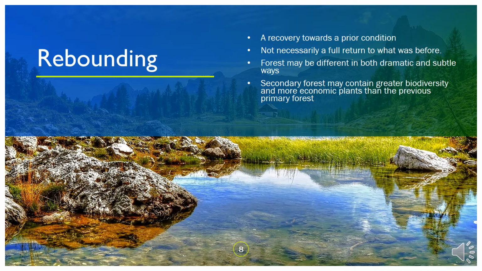It's because after the depopulation, nature rebounded, which is a recovery towards a prior condition. Now, this doesn't mean that it's a full return to what it was before. Many times the forest is very different in both dramatic and subtle ways, and sometimes the secondary forest contains greater biodiversity and more economic plants than the previous primary forest, and that really depends on the alteration of the land done by humans before depopulation.